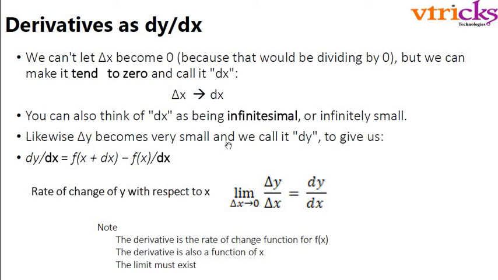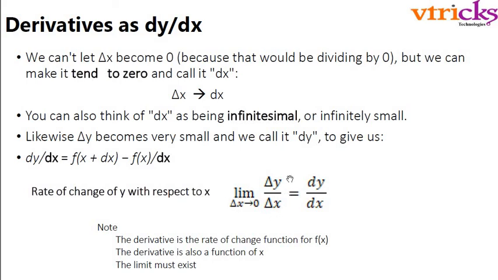Likewise, delta y becomes a very small increase in y and we call it dy. So delta y by delta x, we replace it by dy by dx. And now when we take the limiting case, limit delta x tending to 0, delta y by delta x, we call it dy by dx. So we get the definition of derivative as dy by dx is f of x plus dx minus f of x divided by dx. So this derivative is the rate of change of the function f(x) with respect to x. Note that the derivative will also be a function of x.